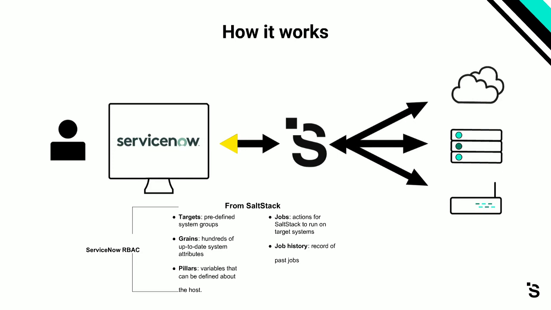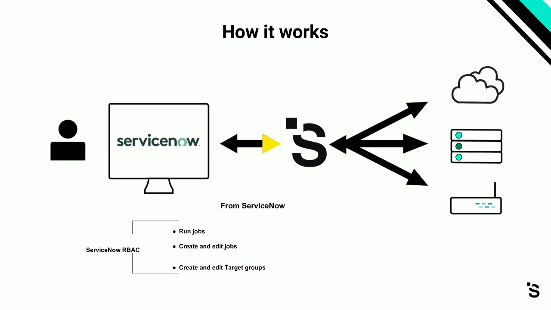Another type of data we expose in the ServiceNow interface is called pillar data. This is basically how in SaltStack we allow teams to create variables that can be defined about the host, so things that we want to have introduced to the host. The other thing we expose is the ability to run jobs and the job history directly from the SaltStack interface. So let's talk about how that works.